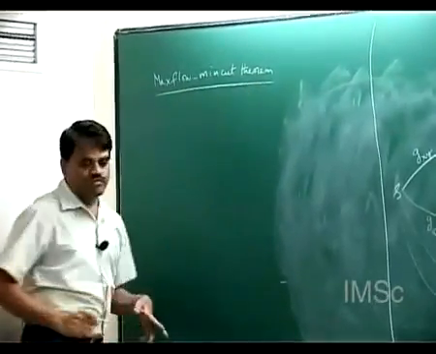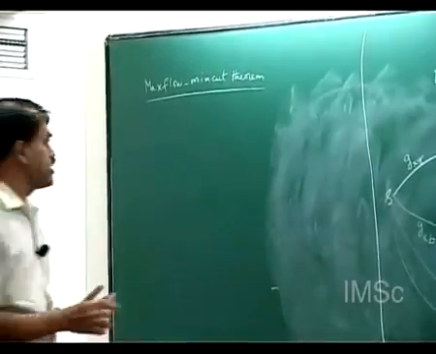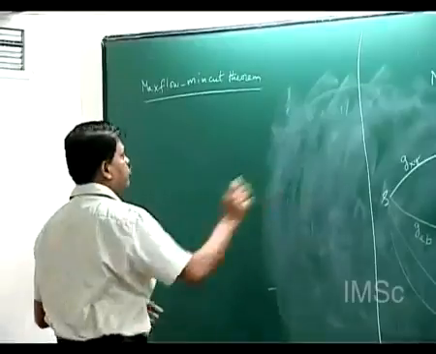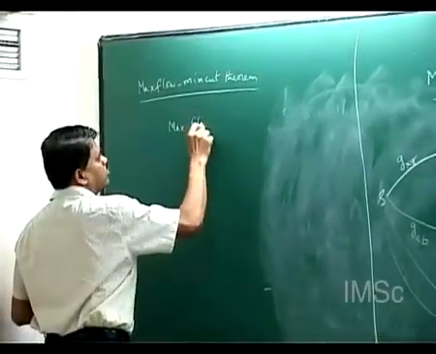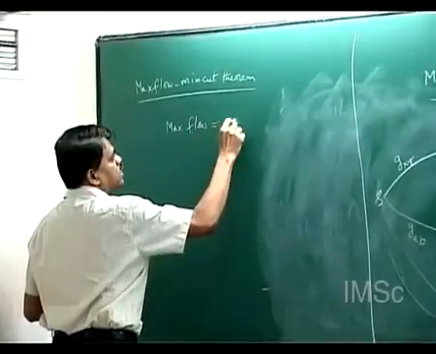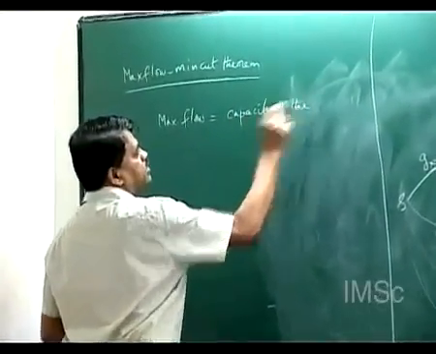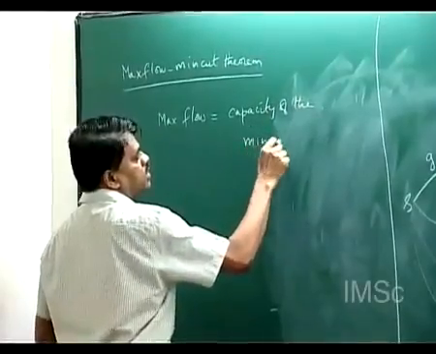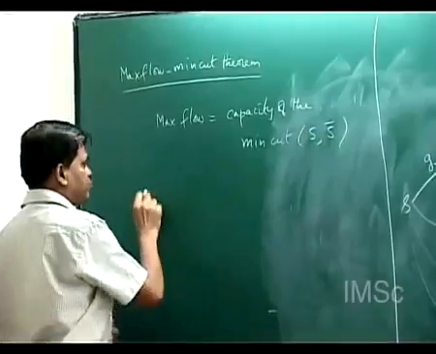This is due to Ford-Fulkerson, and also has been independently proved by several others, which tells you that in a flow network, the maximum flow is equal to the capacity of the minimum cut. Okay, what is the cut?